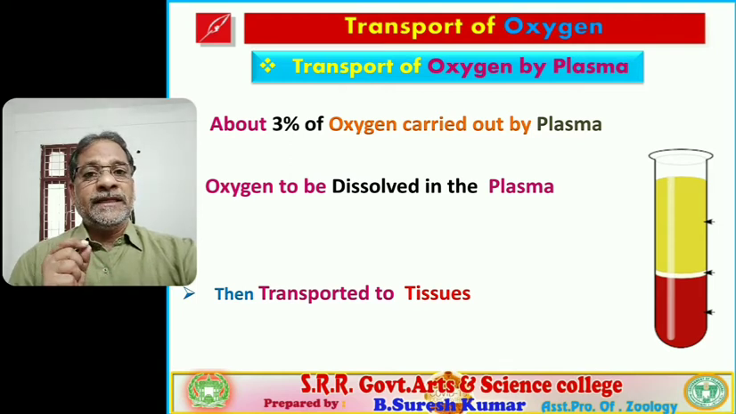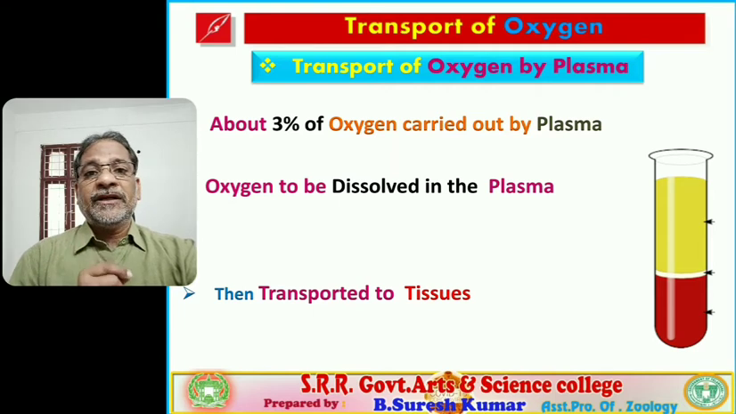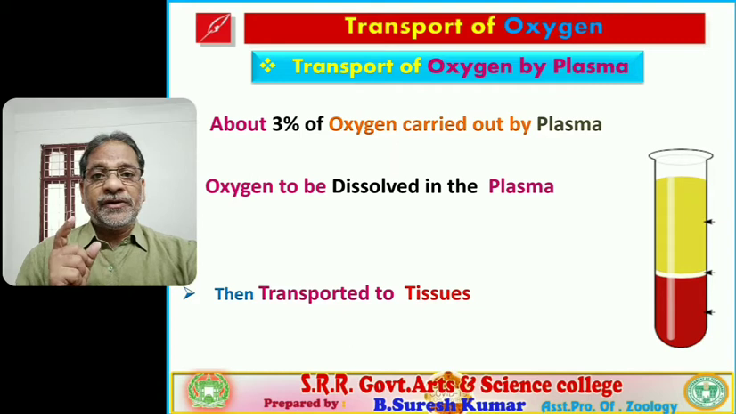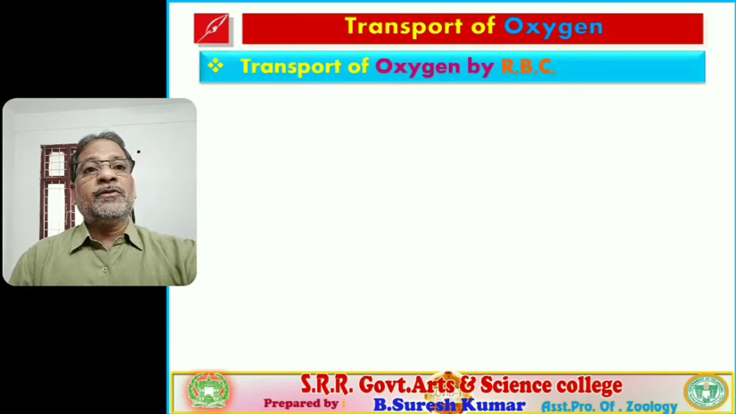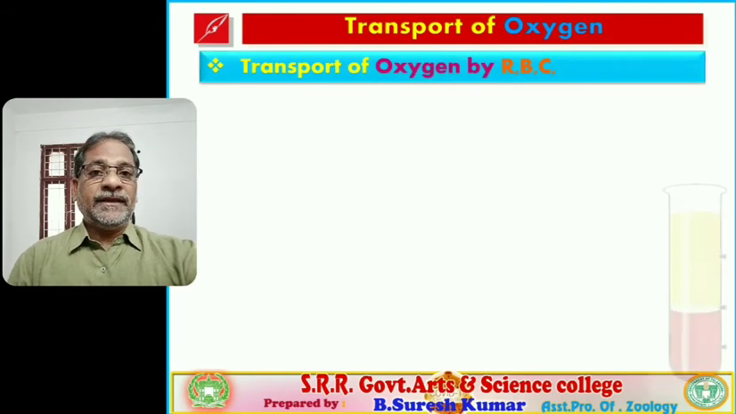So about 3% of oxygen is transported to the tissue by this method. Follow? So plasma also transports the oxygen to the tissue. Remember students, right? Next, the method is transport of oxygen by RBC.